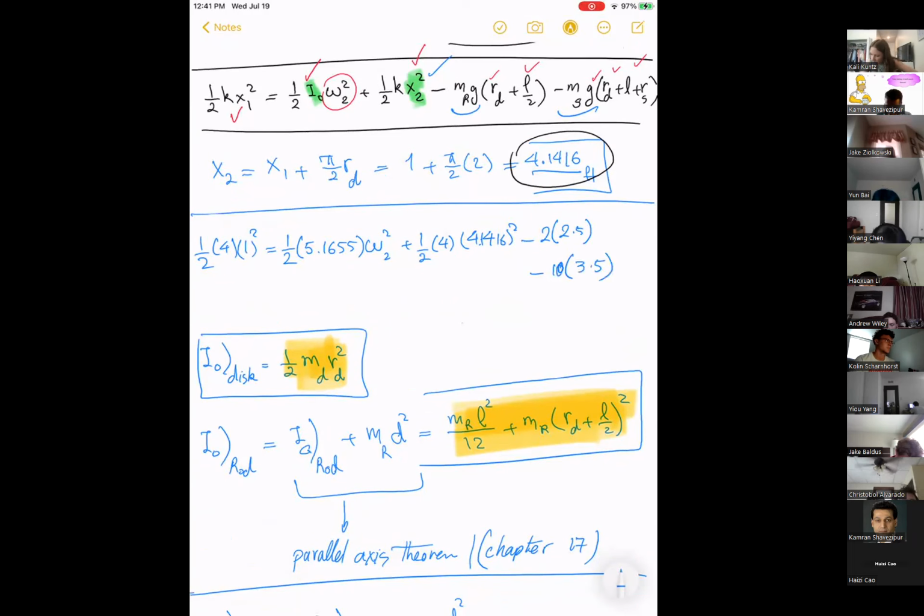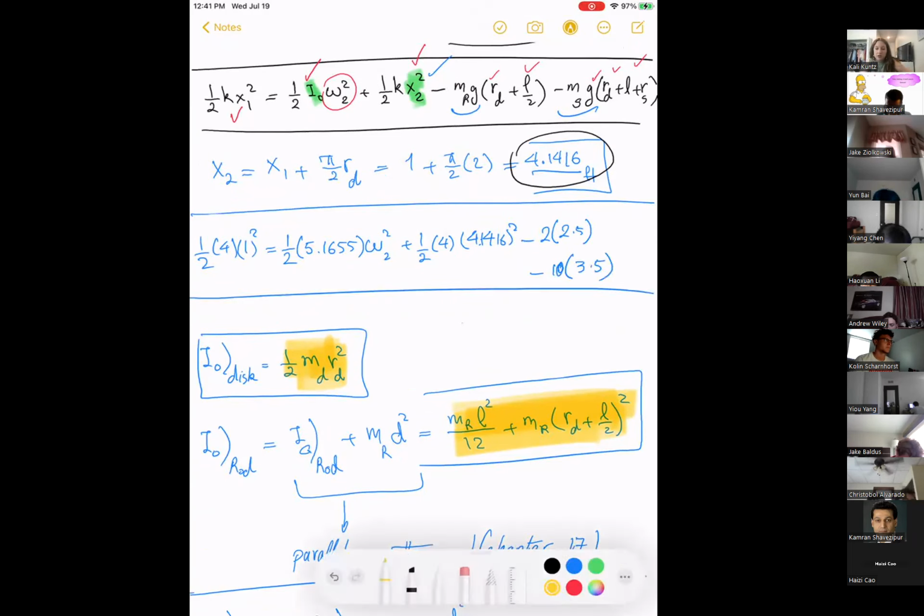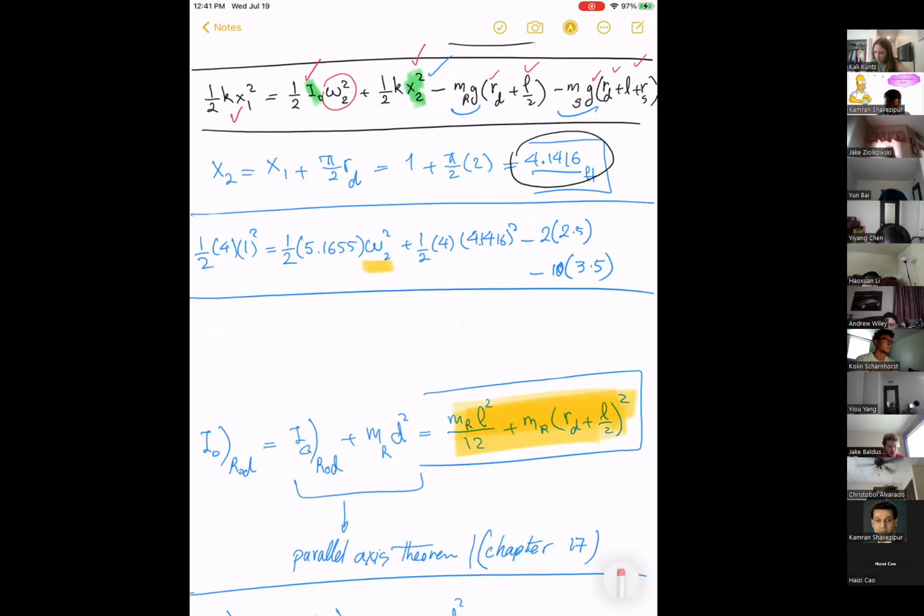In this equation, as I said, the only unknown is omega 2. If you calculate that, I'm going to give you another minute to do this. Please, everybody, try to do that. And your final omega 2 should be 1.73 radian per second.